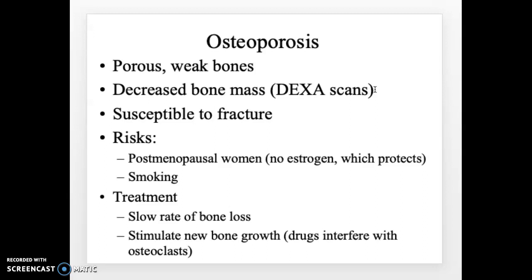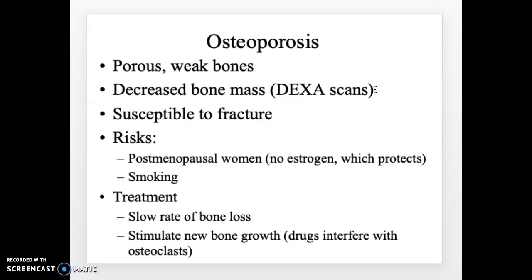Risks. Postmenopausal women. So estrogen protects the bone from being dissolved. As women reach that postmenopausal state, they're not secreting any estrogen, or not nearly as much. So they're at a higher risk, and smoking also decreases the density of the bones.